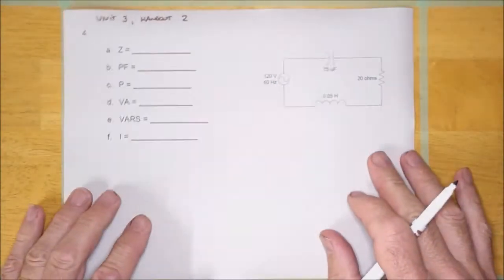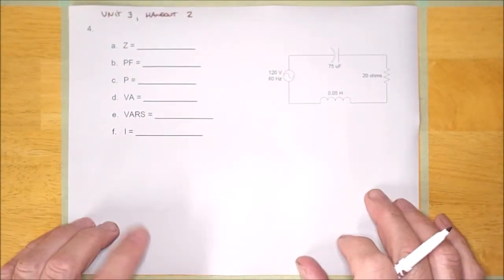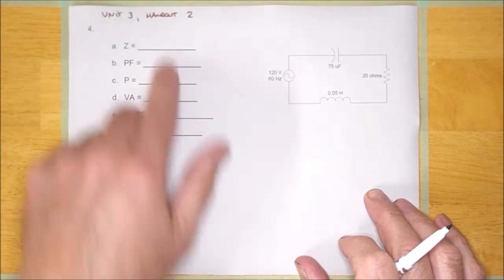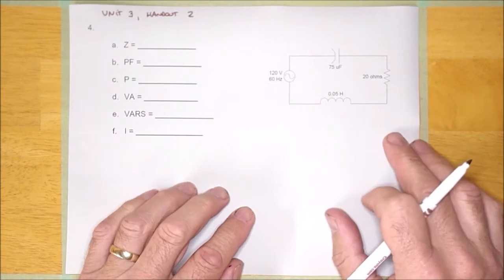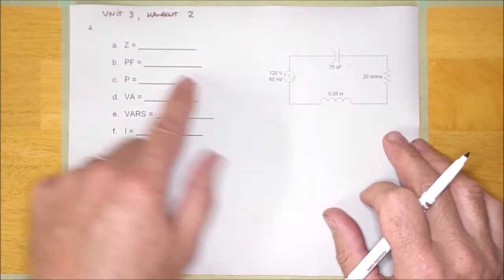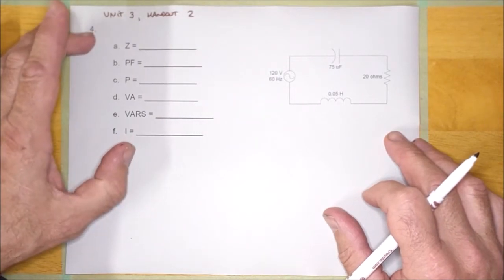Let's grab this one right here. I'm looking at a circuit. This is homework right out of your book, okay? Unit 3, I should say, handout 2. I've got an RL series circuit here, looks like. And it's got a whole bunch of stuff here, okay, that it asks us to calculate.